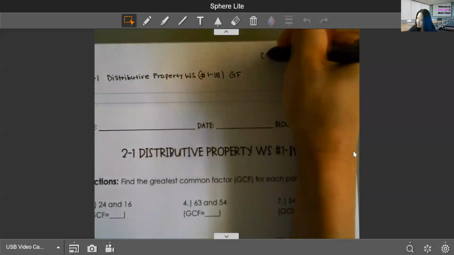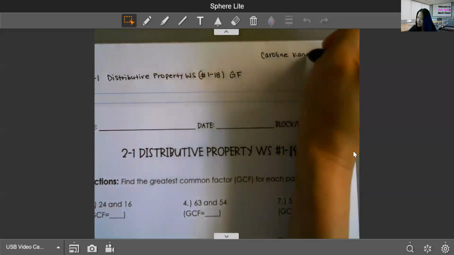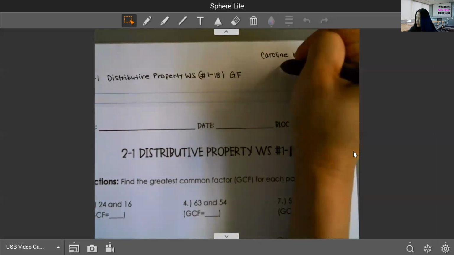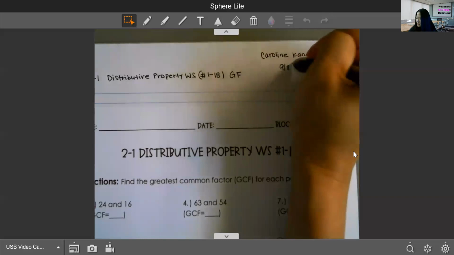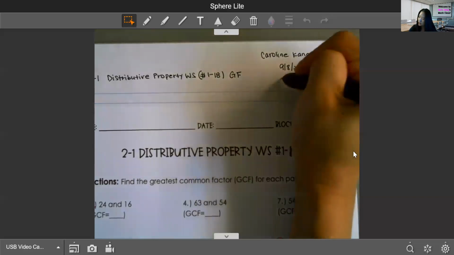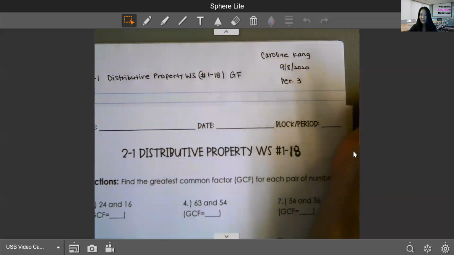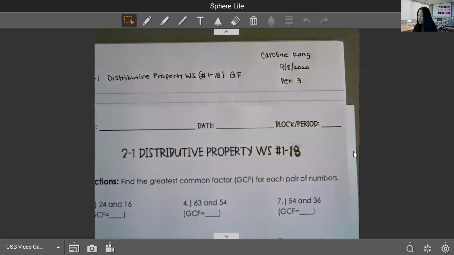Name, date, it's gonna be, okay. And let me go ahead and write period 3 this time, because one of the students was asking, why did you always write period 1?